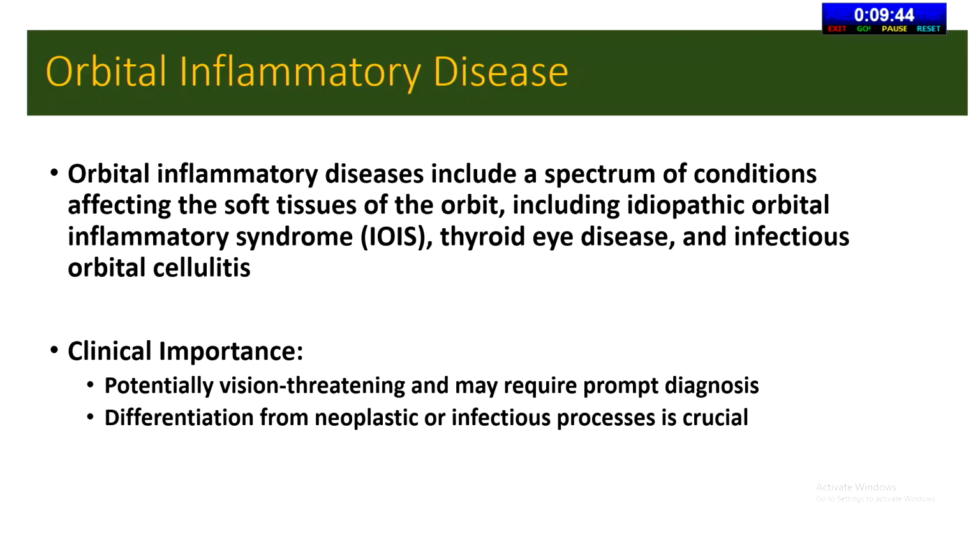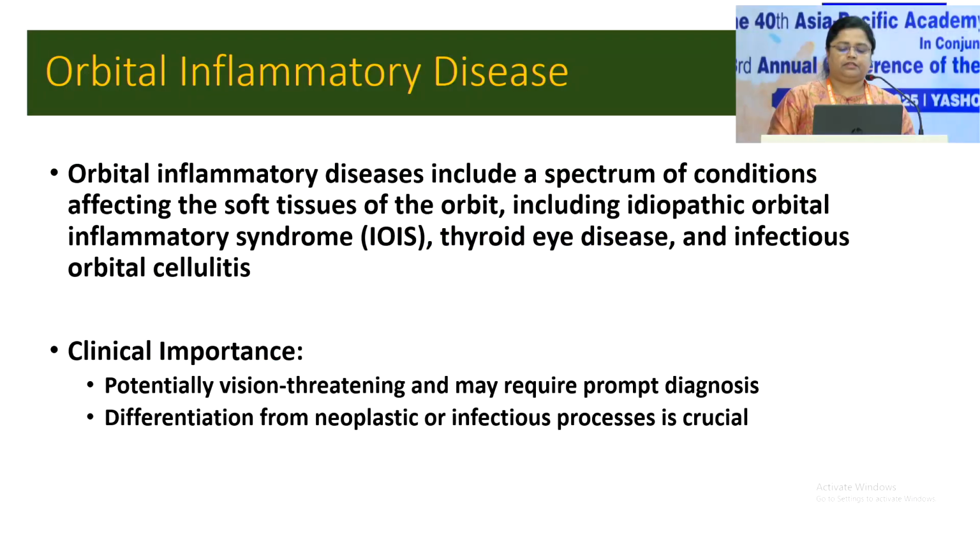Sripurna has already described that orbital inflammatory disease include a spectrum of conditions affecting the soft tissues of the orbit, including idiopathic orbital inflammatory syndrome, thyroid eye disease, and infectious orbital cellulitis. The importance of proper and timely diagnosis is that it is potentially visually threatening and may require a prompt diagnosis so that we can do proper treatment. And there must be a differentiation from the neoplastic or infectious process.